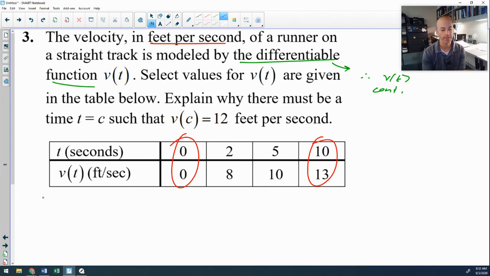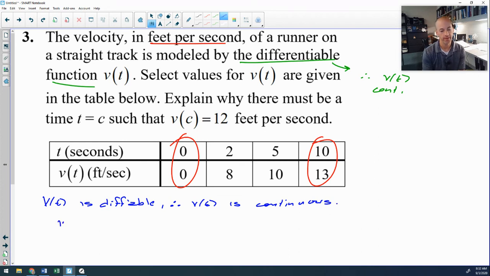So I'm going to actually write v of t is differentiable. And because the function v of t is differentiable, we know, or you could say, therefore, v of t is continuous. So I now have established differentiability. I've now established continuity based on the differentiability that was provided.